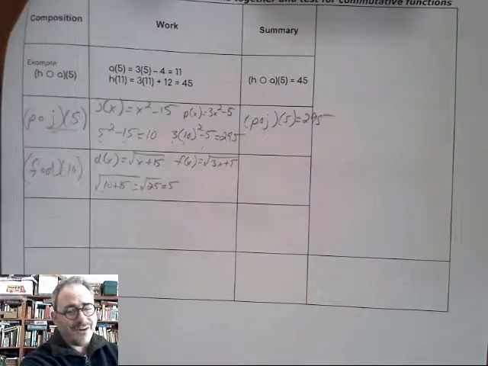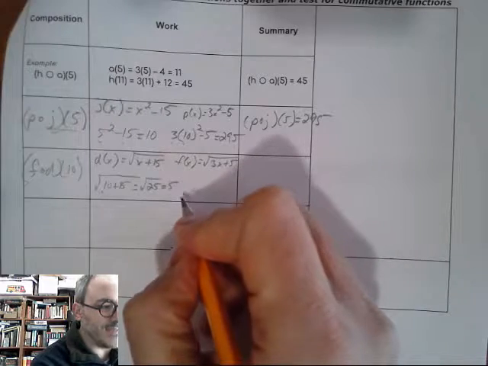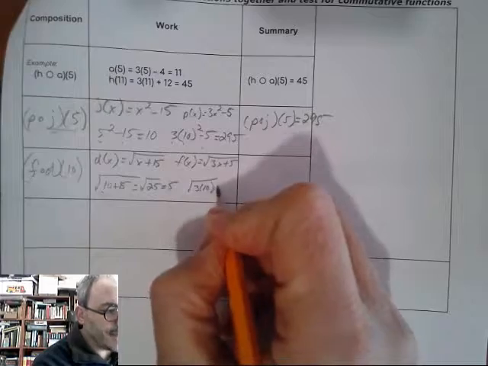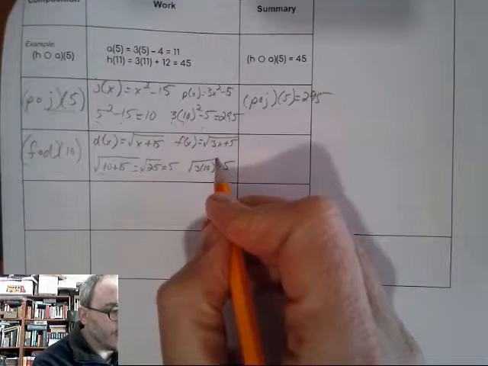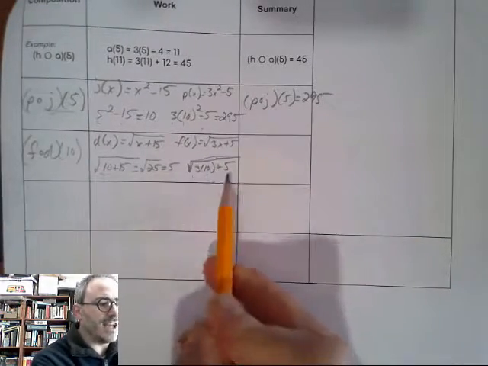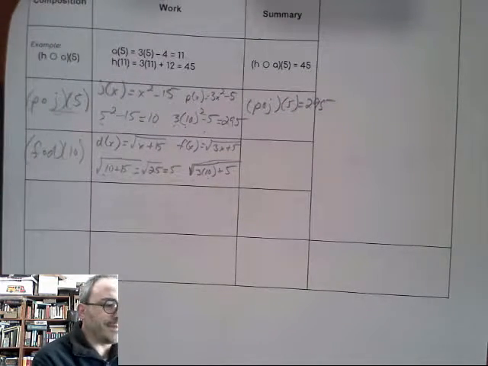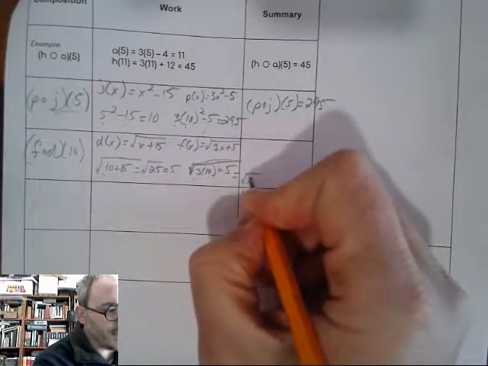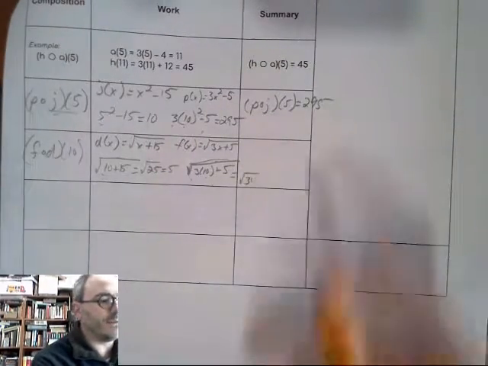Now, when I plug it in, the output isn't going to be quite as pretty. The f of x is the square root of 3x plus 5. So this time I'm doing the square root of 3 times 10 plus 5. Well, 3 times 10 is 30. 30 plus 5 is going to be 35. So our answer is going to be the square root of 35. Oh, I wrote 34. Why did I do that? I don't know. Square root of 35.